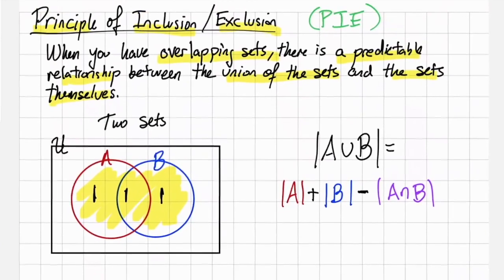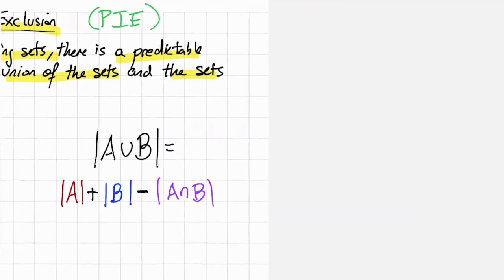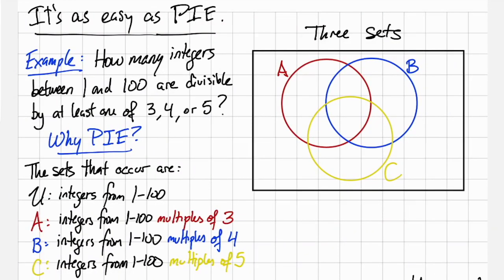Let's practice using the principle of inclusion-exclusion. Here's an example. How many integers between 1 and 100 are divisible by at least one of 3, 4, or 5? First, why should we expect to use the principle of inclusion-exclusion? As we analyze this question, we see that the universe is integers from 1 to 100, and there are 3 sets. There's a set A, integers that are multiples of 3. There's a set B, integers that are multiples of 4, and there's a set C of integers that are multiples of 5.